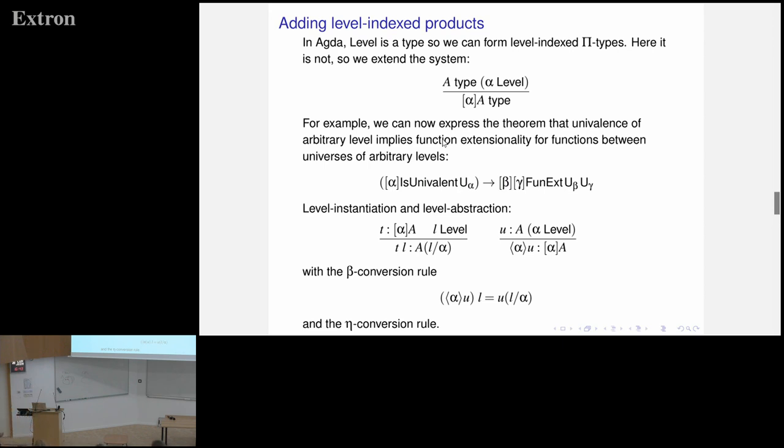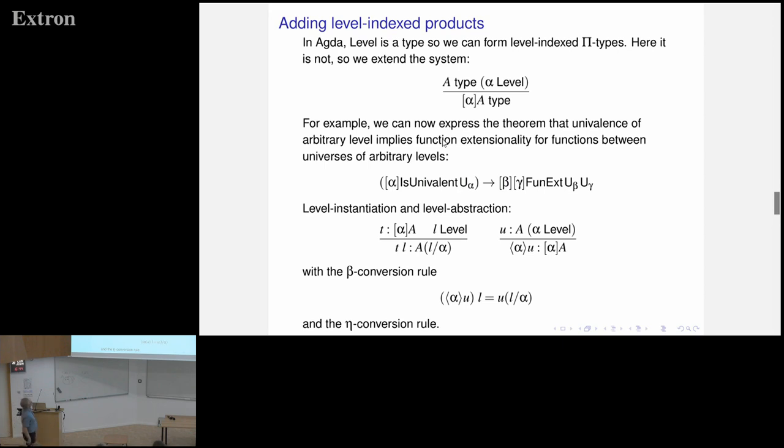But in order to get a little bit of the power that you have in Agda, it would be nice to be able to quantify over levels. Now that levels are no longer types, we can't just use pi types. So we have to introduce a special construction, bracket alpha A, where alpha is a level and A is a type depending on alpha. So now we turn for all alpha A into a type.